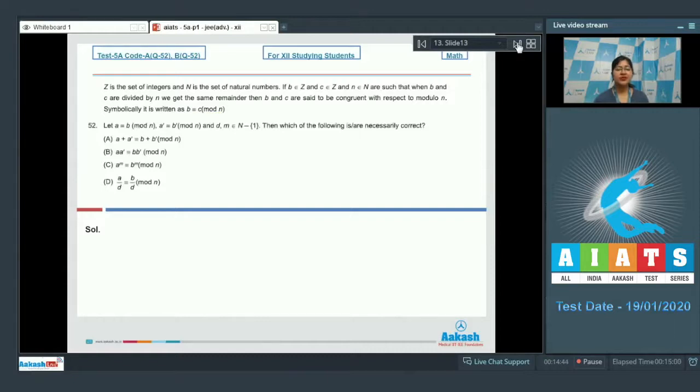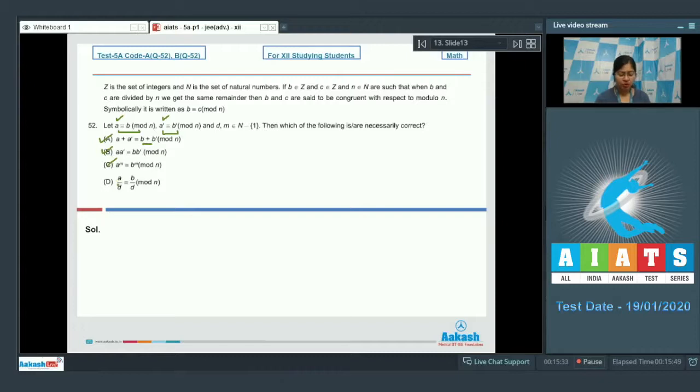Next, question number 52 says, let A and B give the same remainder when divided by n, and A dash and B dash also give the same remainder when divided by n, and D, M belong to natural numbers minus 1. Then which of the following is or are necessarily correct? This is the property of moduli that if we add A and A dash, then they will give the same remainder as B and B dash. So this is correct. This is true for multiplication also, so this is also correct. Also when a power is taken, we get the same remainder. These are the properties of moduli.